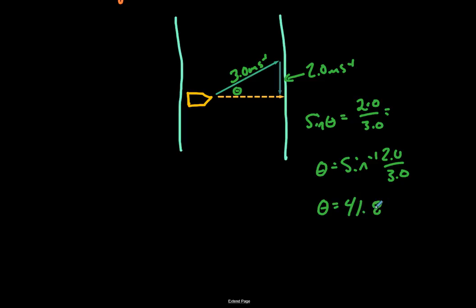Well, let's be a little more precise. 41.8. Okay? I know I'm not obeying sig figs quite correctly, but let's just be as precise as we can. If we're really worried about it, let's add another 0 on here just because. Okay, so heading 41.8 degrees upstream will bring us into a course directly across. All right? Now, question B, how long will it take?